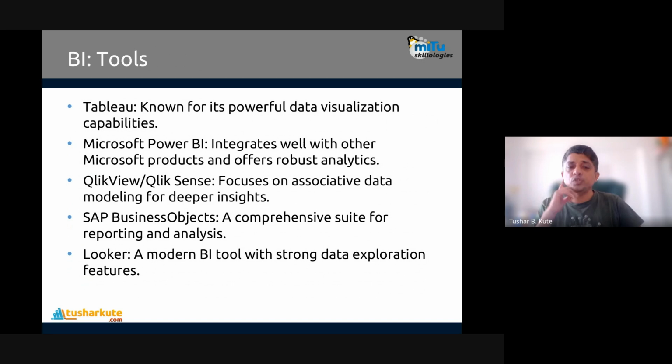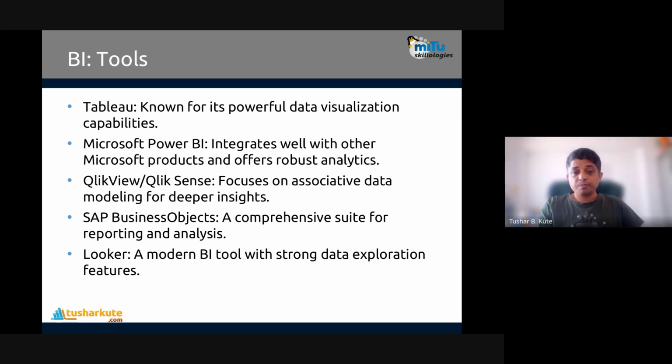See the tools that are commonly used for BI. Even using programming languages we can do it, like Python and R. Python is the main language to do this particular work. But apart from that, there are certain tools like Tableau, which is known for its powerful data visualization capabilities, or Microsoft Power BI, which integrates with other Microsoft products and offers robust analytics. They can also be used to create dashboards which will yield insights and then generate actions accordingly.